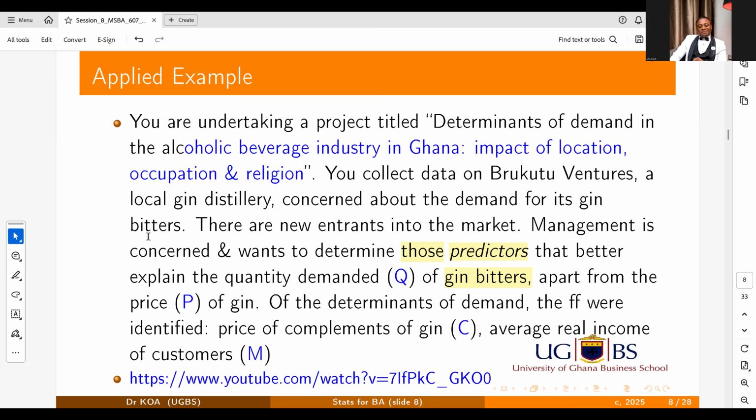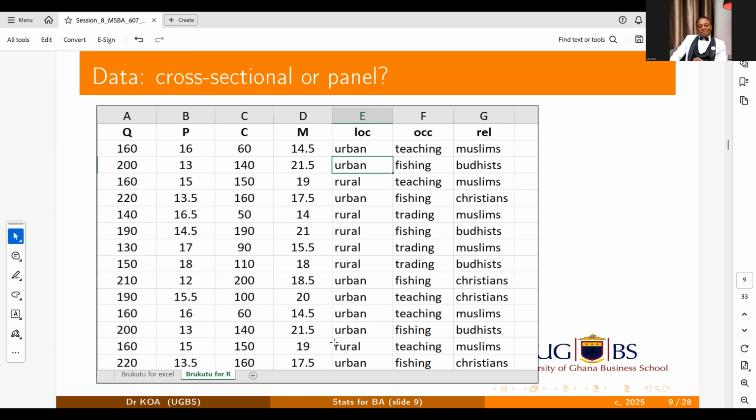So complements of gin include kebab, ice cubes, and so forth. Now, here you have a data set of the quantity demanded of gin bitters. You have the price of gin bitters, the complement price, and the average income of the people within the area you are selling. These are shops. You have the location, whether it is Dansoman or Community One, and you have occupation.